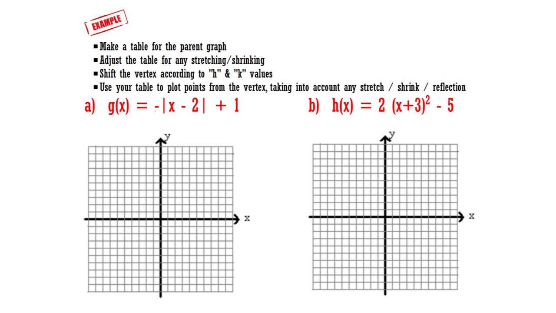Just left to right. I know that this right here is going to be a reflection, an upside down reflection, so that flips over the X. So reflect over X axis. This one is going to go right 2, and this is going to go up 1.